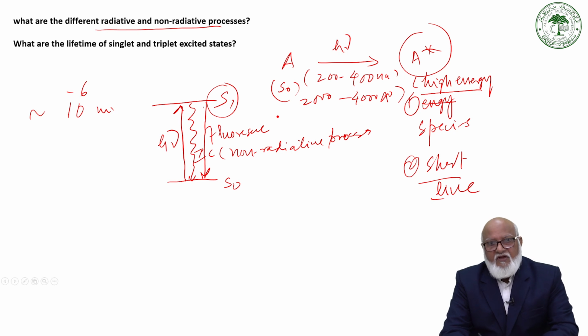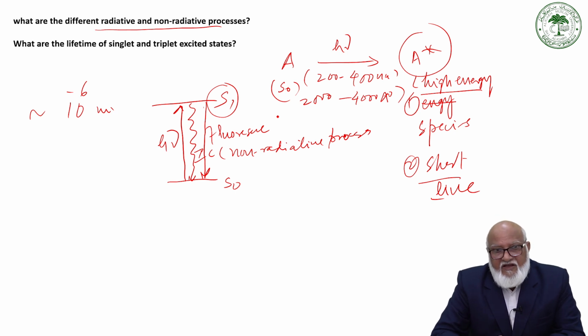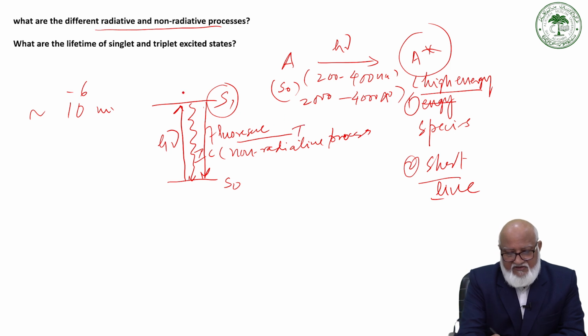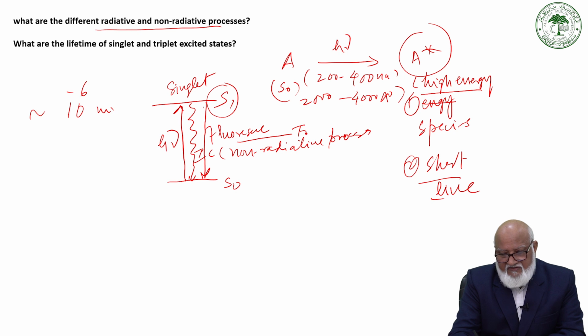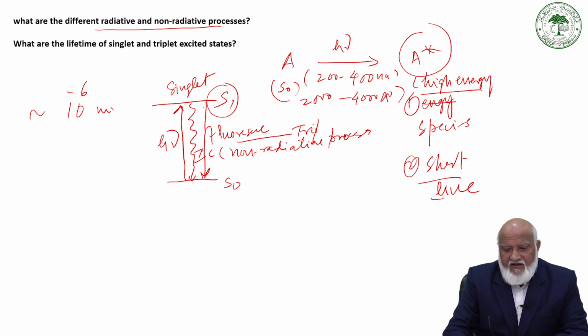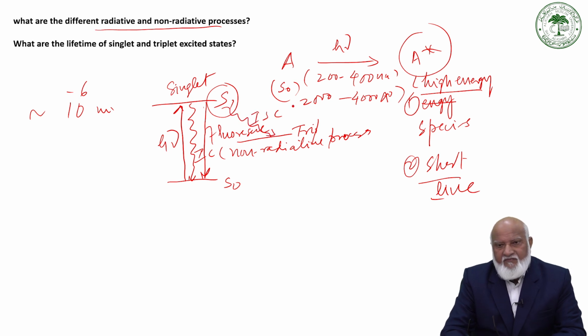It can come back to ground state by losing light as well. It's called fluorescence. And then it can also come back to another excited state called the triplet. This is the singlet excited state, and this is the triplet excited state. This is also an excited state but lower in energy, and this can be reached by inter-system crossing, so it comes to the triplet state.